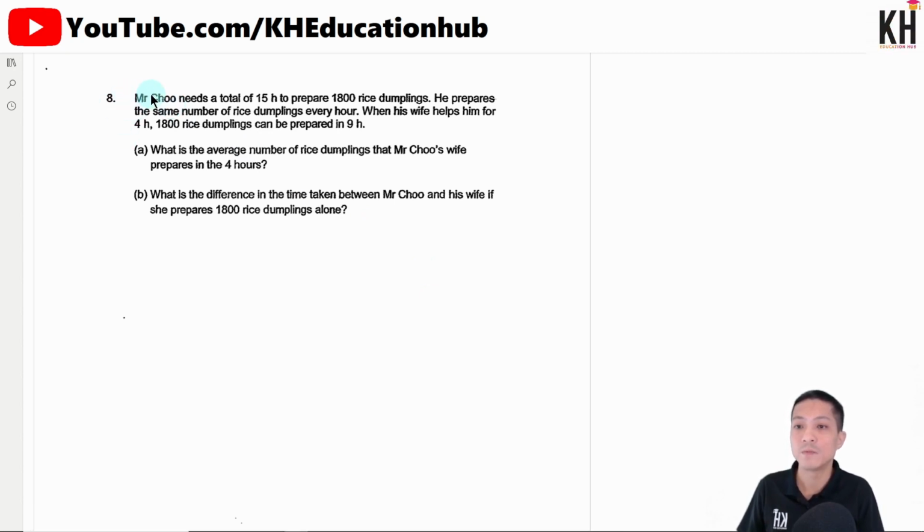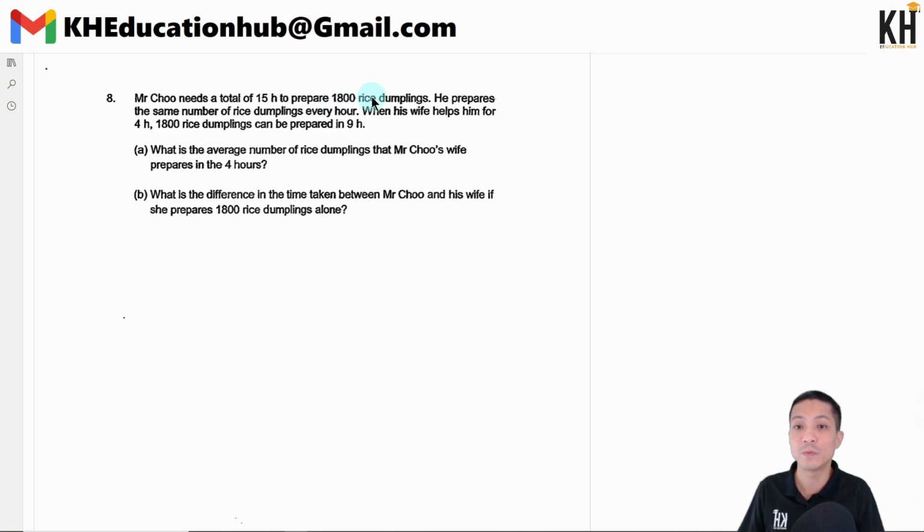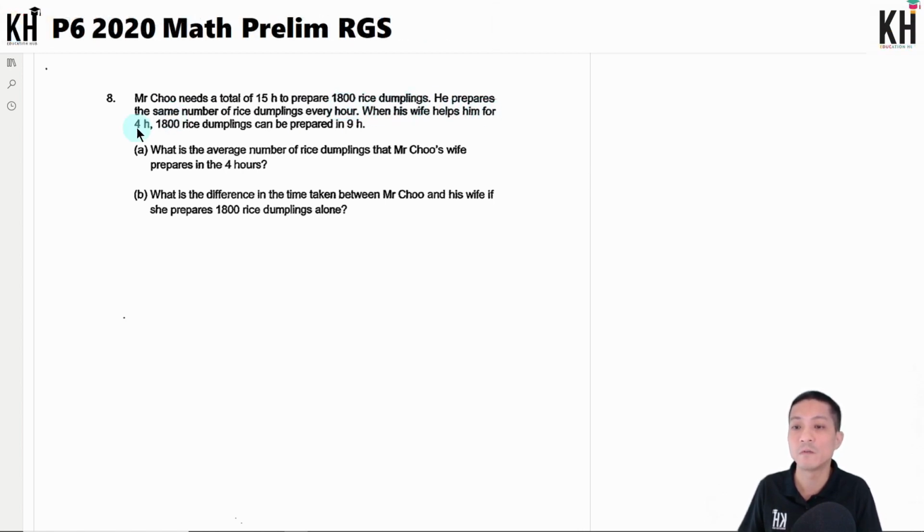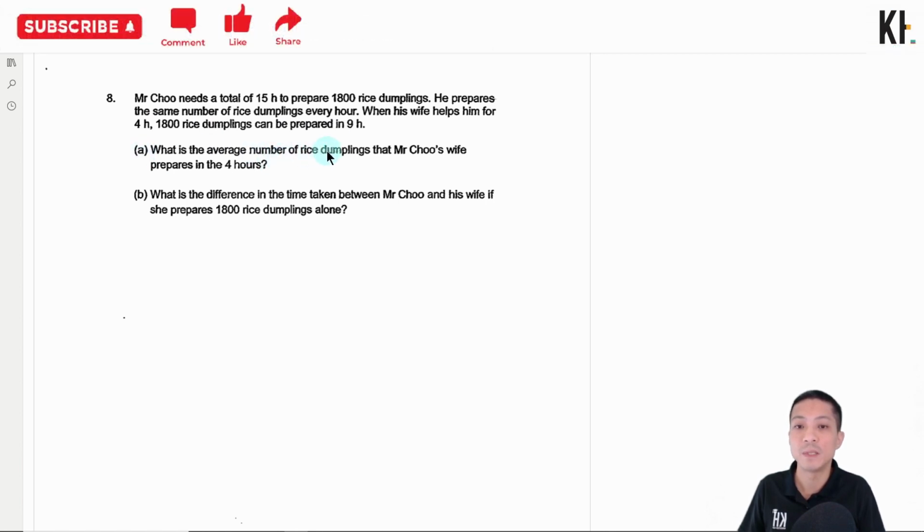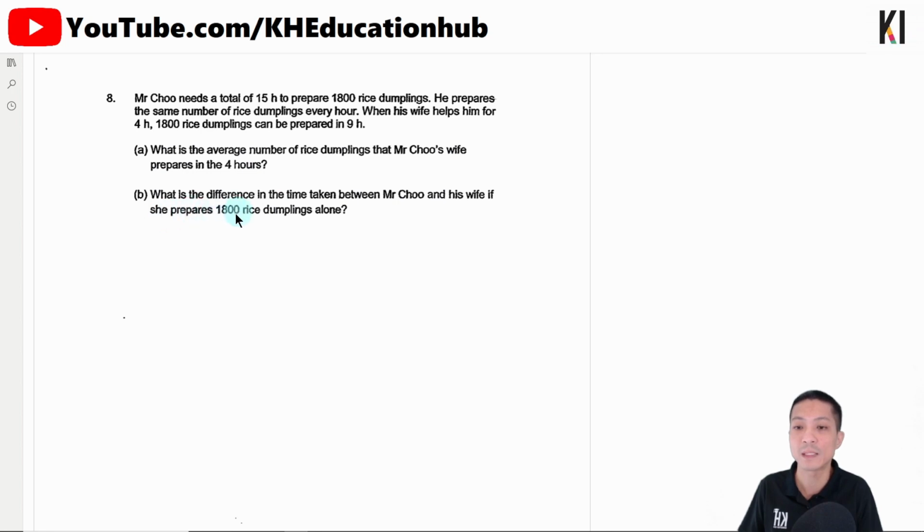Okay, question 8. Mr. Chu needs a total of 15 hours to prepare 1,800 rice dumplings. He prepares the same number of rice dumplings every hour. Okay, when his wife helps him for 4 hours, 1,800 rice dumplings can be prepared in 9 hours. So A, what is the average number of rice dumplings that Mr. Chu's wife prepares in the 4 hours? And B, what is the difference in the time taken between Mr. Chu and his wife if she prepares 1,800 rice dumplings alone?